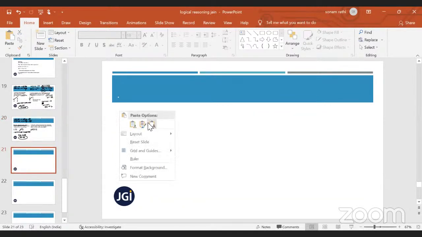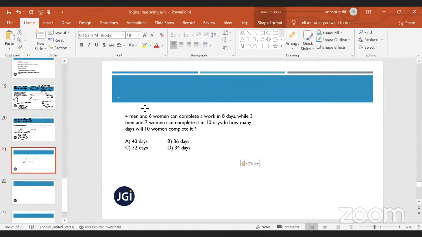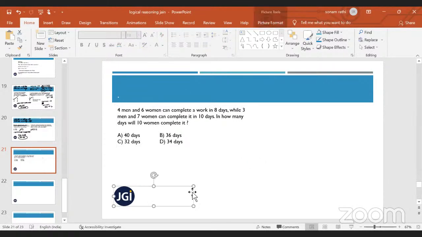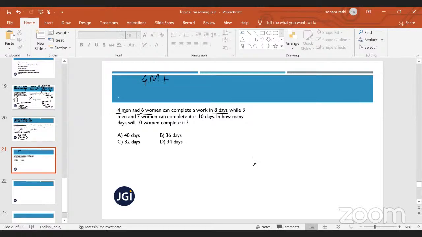Okay, let's do this one. I'll show you one more question. Pay attention carefully now. 4 men, 6 women, 8 days. 4m plus 6w is 8 days. This is your equation 1. Equation 2. 3 men, 7 women, 10 days.